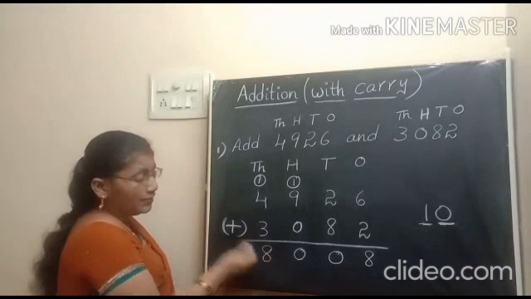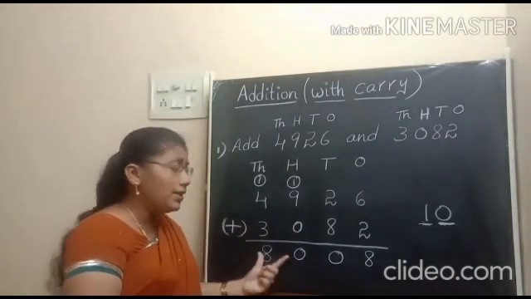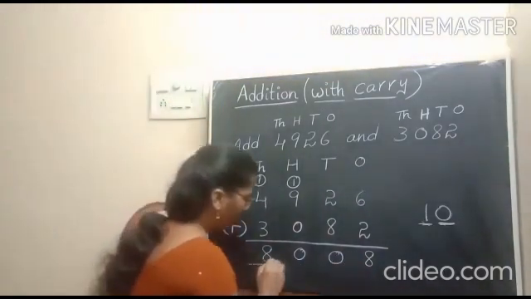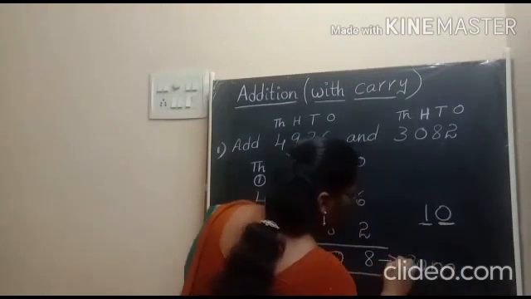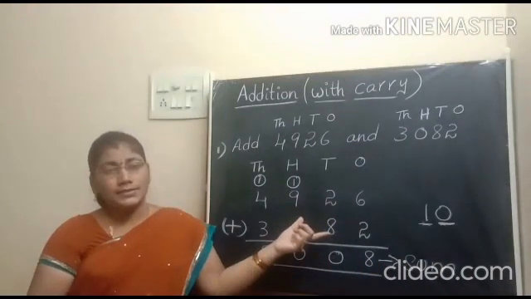So, simply write here. Now, by adding these two numbers, we get 8008. This is the result. So, this is called sum. Already we know that these two numbers are called addends. Is it clear?